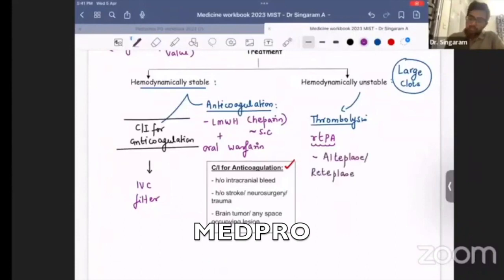That is what we are using for thrombolysis: alteplase or reteplase. This is what we are using for a patient who is having a large clot. Some of you are saying reteplase also. That is correct. What we are using typically is alteplase or reteplase.